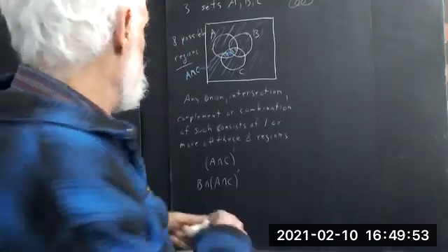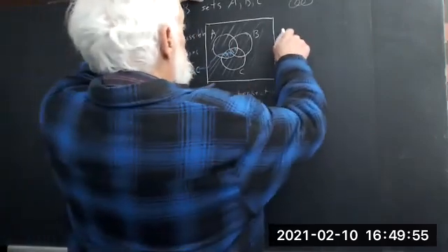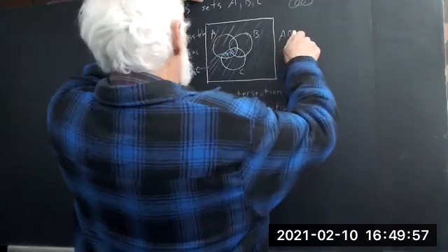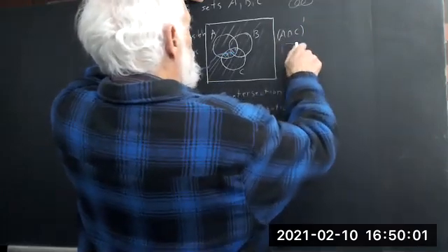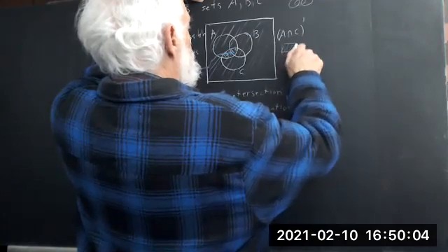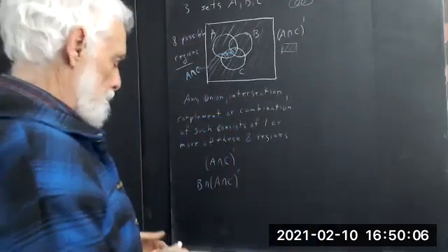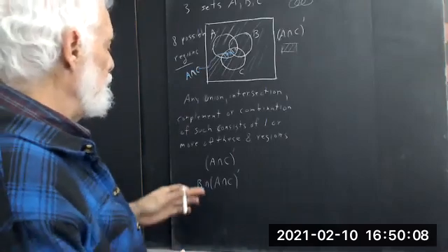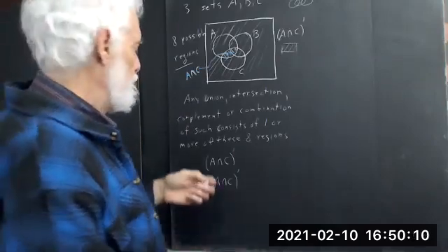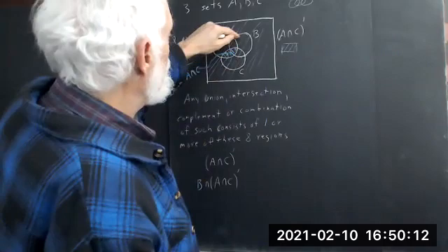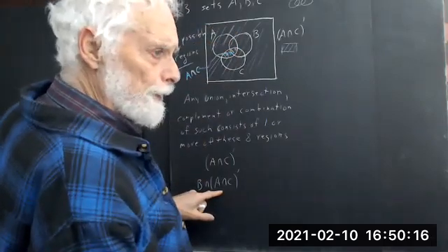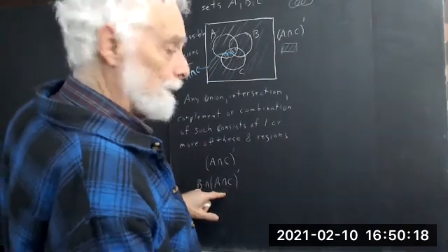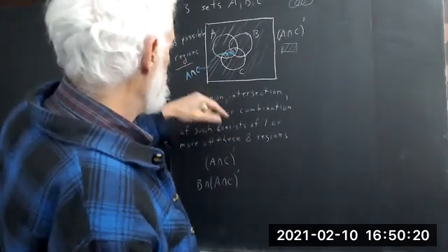Let's make sure that we understand this. A intersection C prime is shaded in this direction. Okay, now B intersection A intersection C prime is everything that's in B, all 4 of these regions, except any that are not in A intersection C prime, or that are in A intersection C.